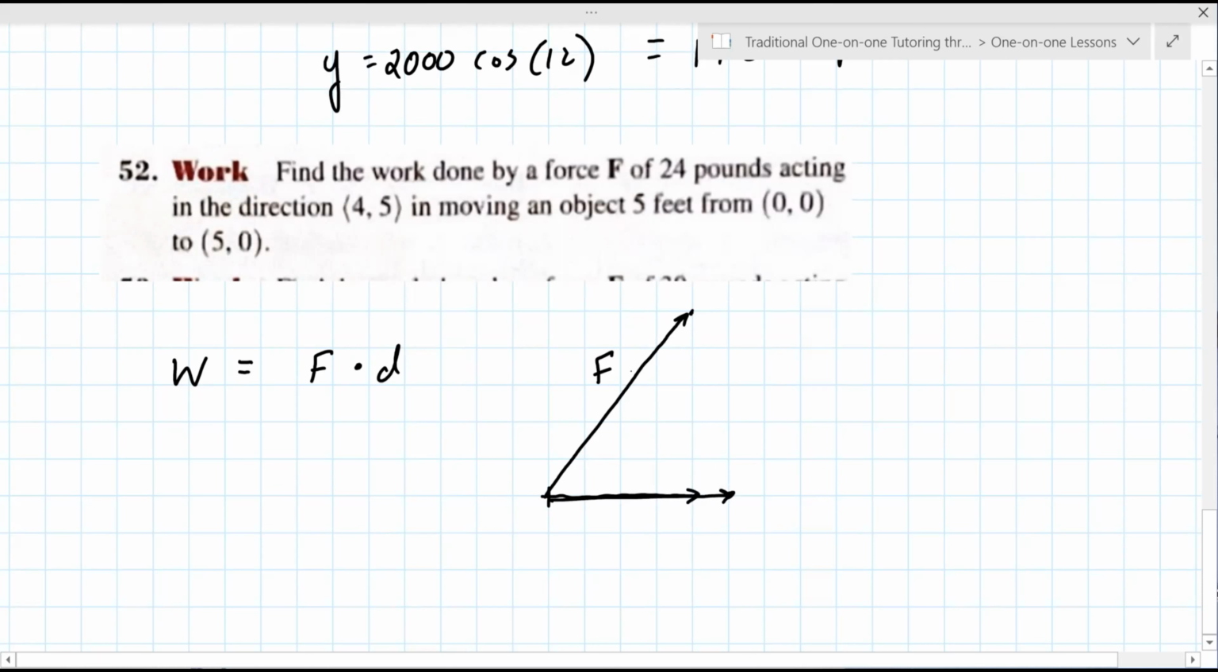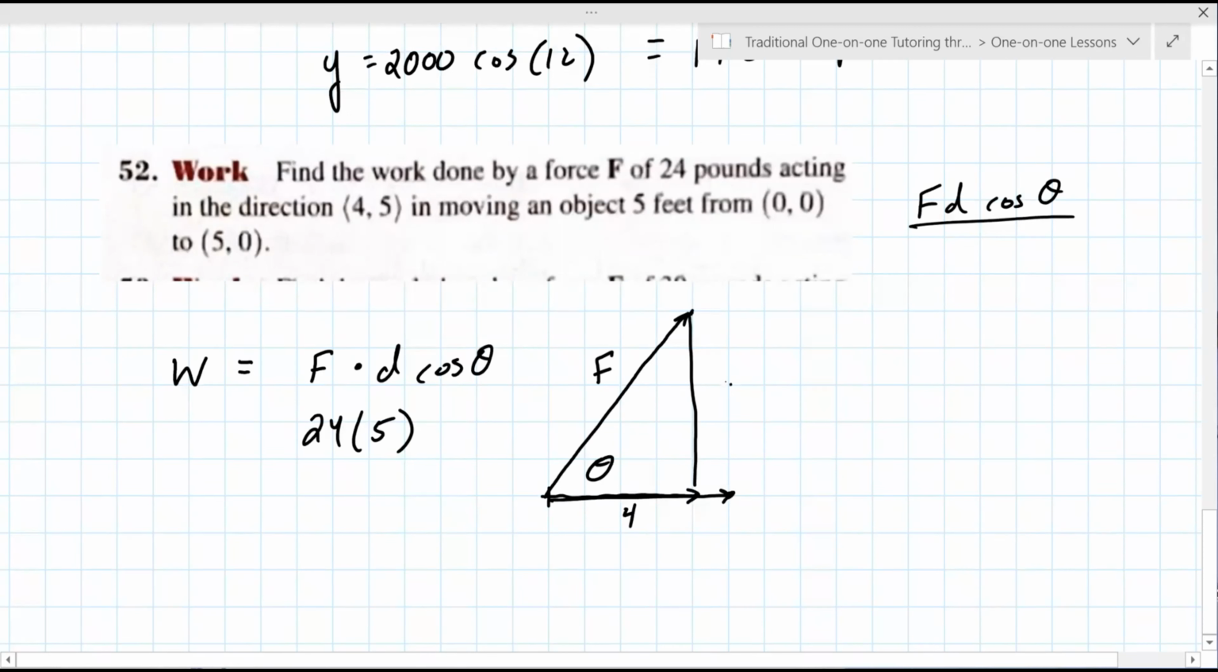So we need the, well, I guess they go FD cosine theta. Maybe that's how you saw it in your book. I really don't know what you were given. But we have to find the F in the direction that you're moving it. So the distance is 5 because you're moving 5 units. The force is 24. So this cosine of theta comes from realizing that's 4, that's 5.